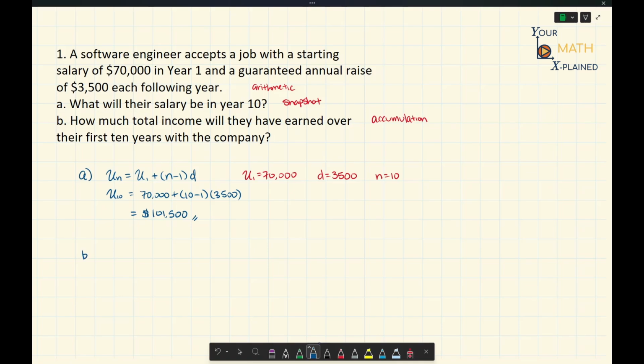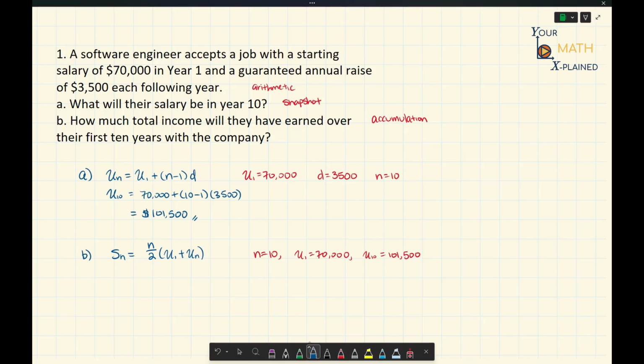So therefore, we're going to be using the arithmetic series formula. And that is S sub n is equal to n divided by 2 times U sub 1 plus U sub n. And here we know that n is equal to 10. And we know that our U sub 1 is 70,000. And U sub 10 is the number that we just calculated, which is 101,500.